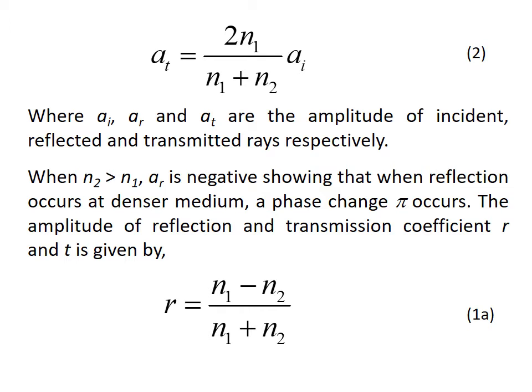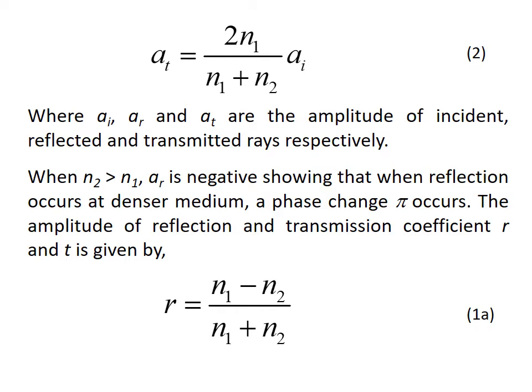When N2, that is the refractive index of the second medium, is greater than the refractive index of the first medium, then AR, the amplitude of the reflected beam, is negative, as seen from equation 1, showing that when reflection occurs at a denser medium, that is from rarer to denser medium, a phase change of pi occurs. This we discussed in the last lecture also.